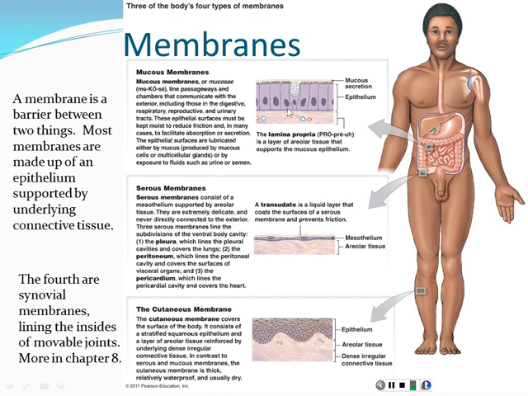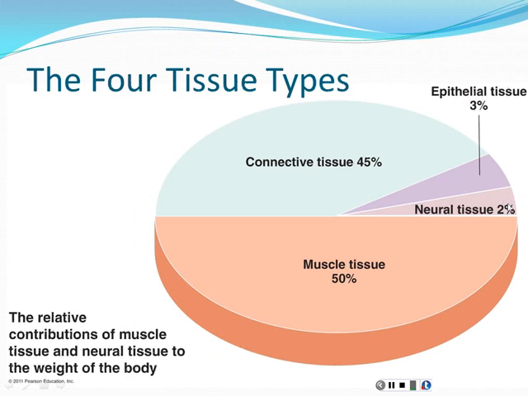All right. So just examples, mucous membranes, we find lining tubes, serous membranes, cavities of the body, like the abdominal cavity here. The cutaneous membrane is the skin, and then the synovial membrane, which isn't pictured, we find at the joints.